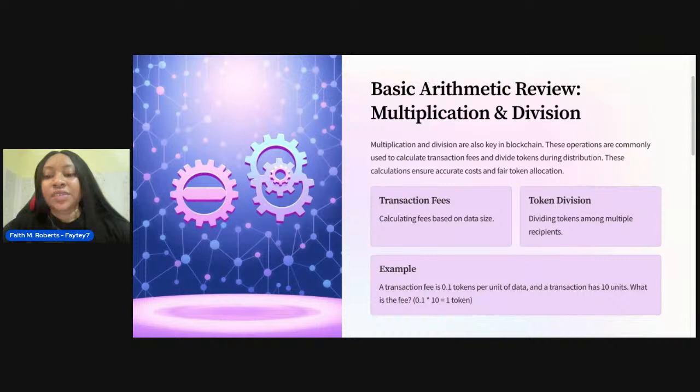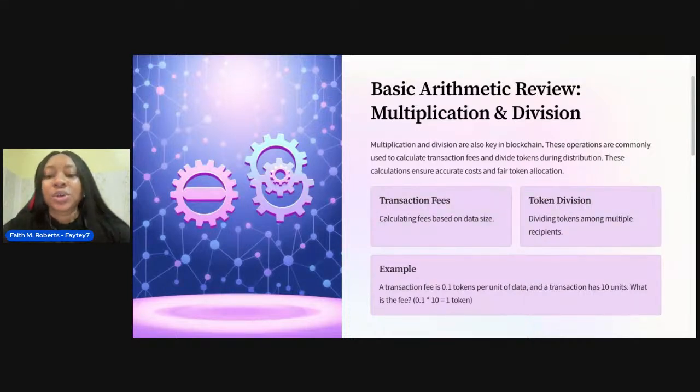If you do not check it properly and you don't understand that it is 0.1 tokens per unit of data, you might mix it up. So this is very, very important, as every piece of information is very important while writing your logic. Because it is 0.1 tokens per unit of data, you can easily multiply the 0.1 tokens by the number of units of data available. This has 10 units, and when you multiply it, you get 1 token.